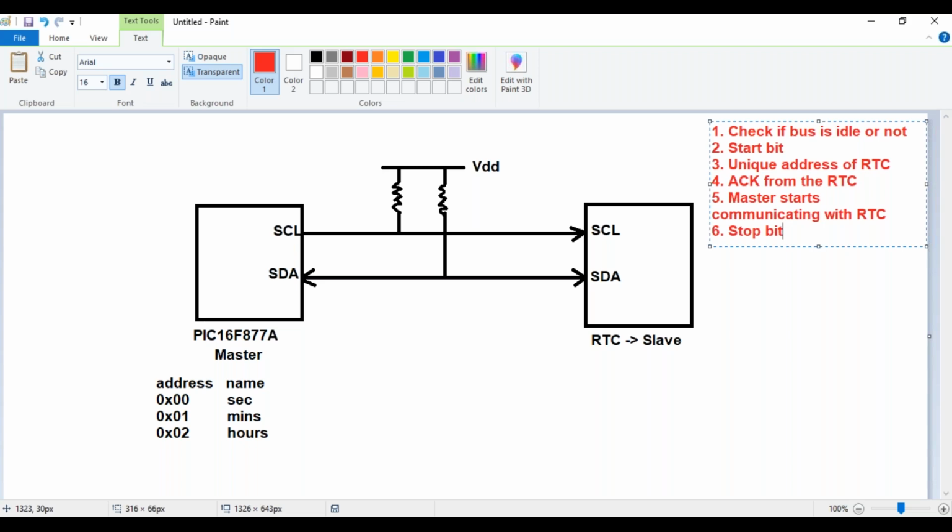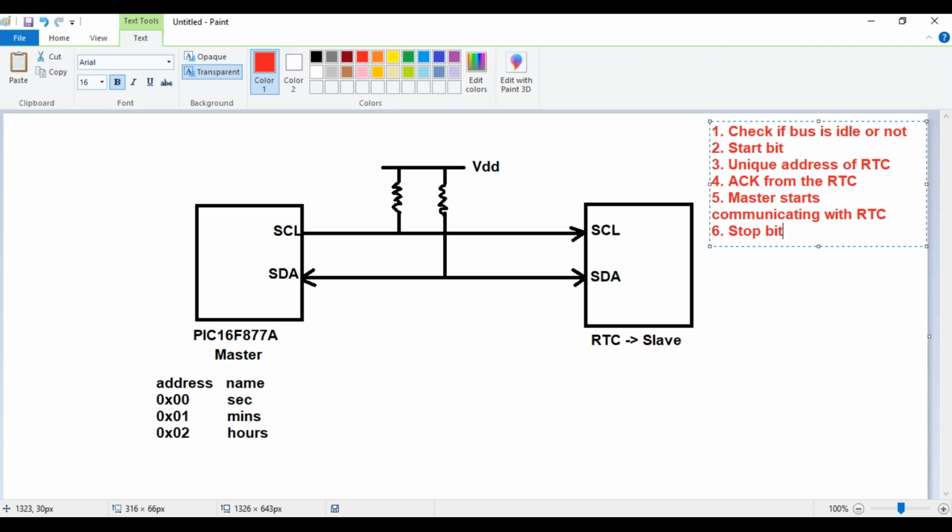But there is a small problem in the steps we are following. When the master goes to the slave, it can be either for the purpose of reading or for the purpose of writing. Master can go to the RTC to write some data into its registers, or request some data from its registers.